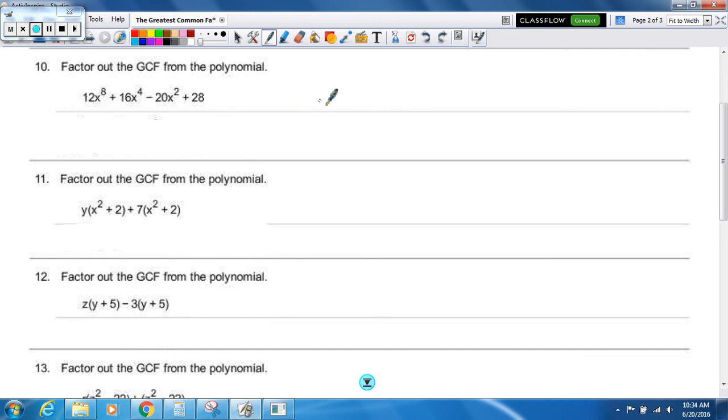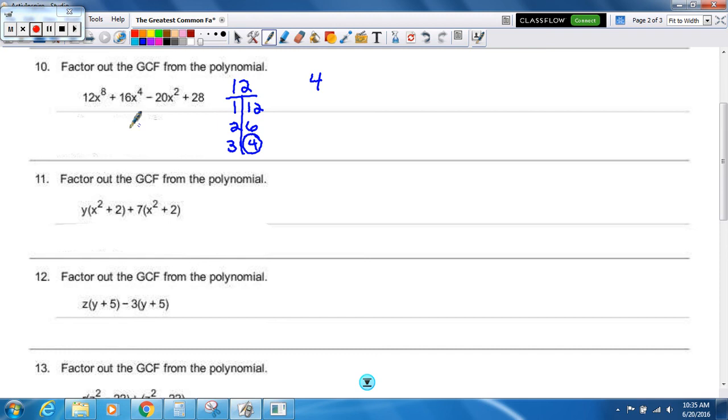On the next one, I look at all the numbers, the smallest number. If you need to make a t-chart, you can. So 1 times 12, 2 times 6, 3 times 4. Well, 12 doesn't go into 16. 6 doesn't go into 16. 4 goes into 16, 4 goes into 20, and 4 goes into 28. So our GCF for this is 4.